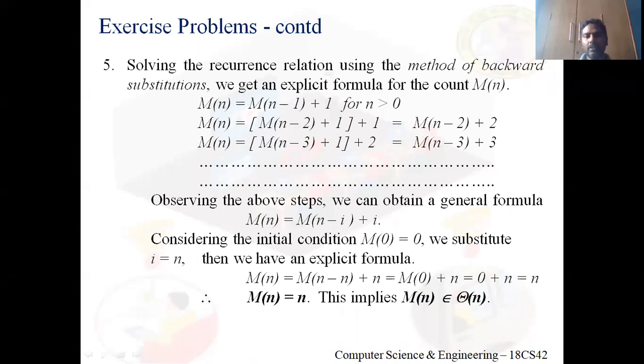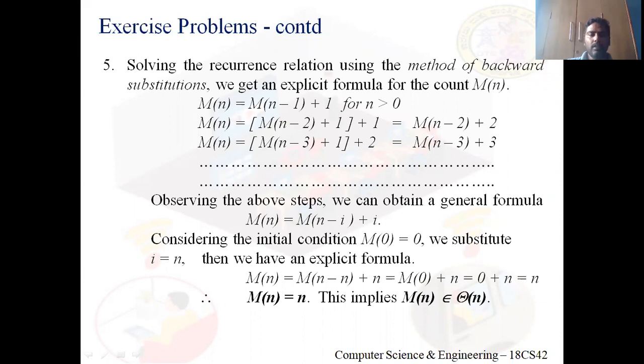So now I also know that n multiplications should be done. Not even one multiplication less or one multiplication more. N should be done. So it is big theta. Clear?